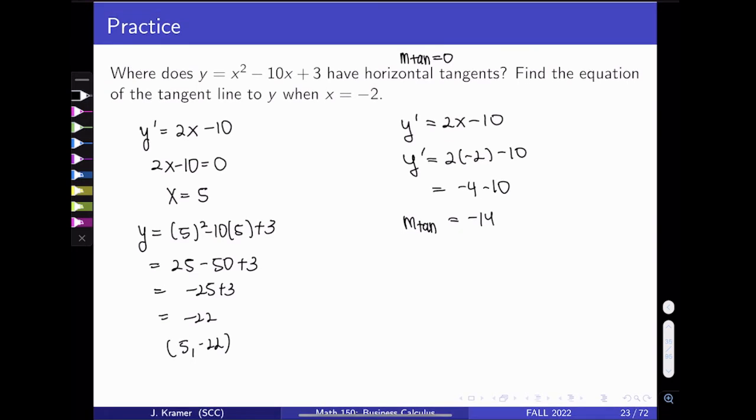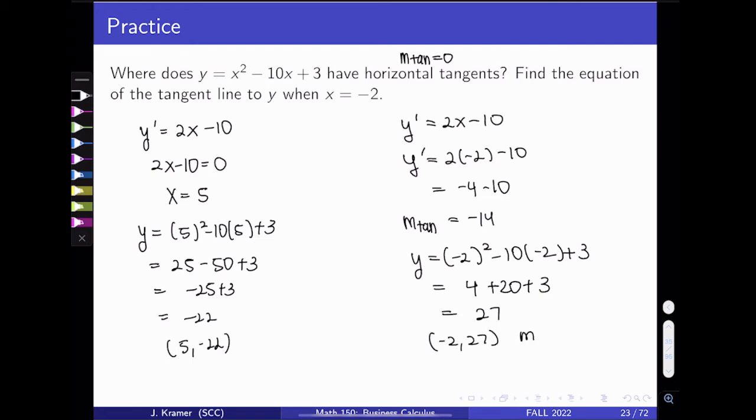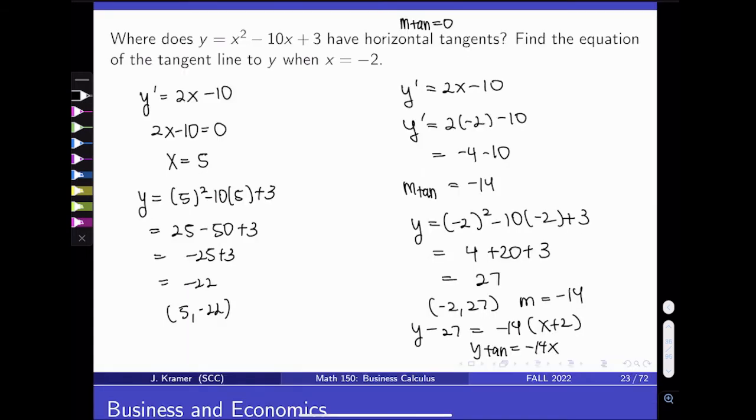We also need the y value to plug into our point slope form as we did in the previous video from section 2.2. So we'll plug -2 into the original function. So we will be using the point (-2, 27) with a slope of -14. The equation of the tangent line is y = -14x - 1.